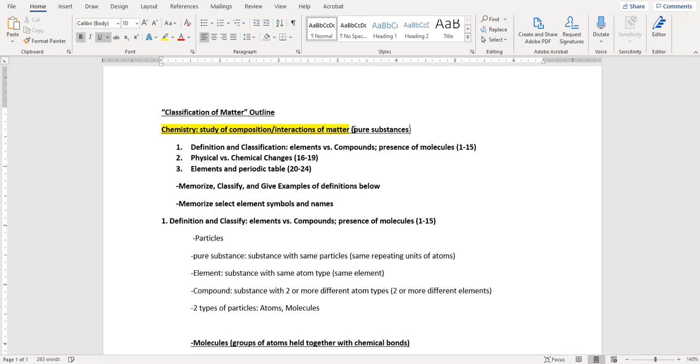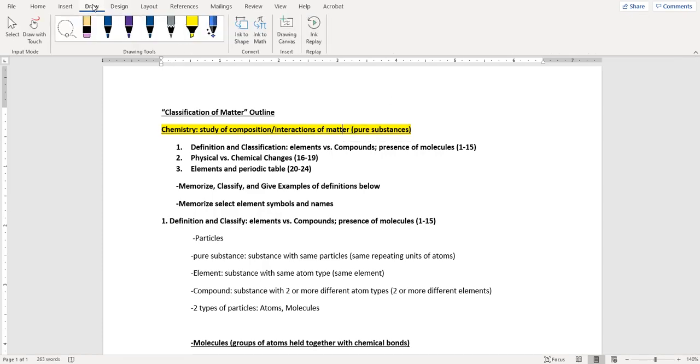Now often when we look at matter, we're looking at pure substances. Any pure substance is the same composition throughout. There's another definition of pure substance we'll get into. But the best example of a pure substance is going to be good old-fashioned H2O, also known as water.